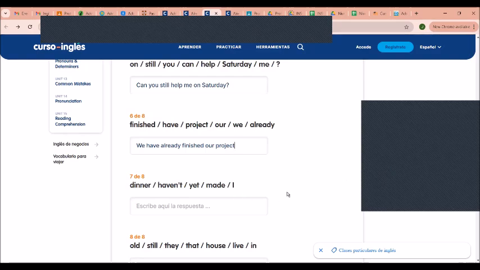Number 7. I haven't made dinner yet. Good. Because yet usually finishes our sentences. And we use yet and still in more negative contexts.